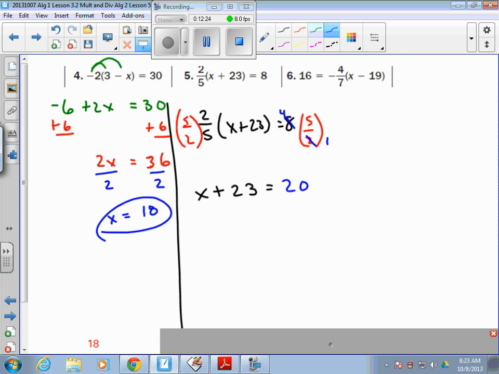Get rid of plus 23 by subtracting 23. And if you subtract the same on the left as the right, you'll be left with x on the left equals -3.